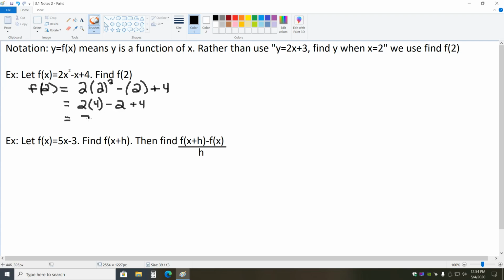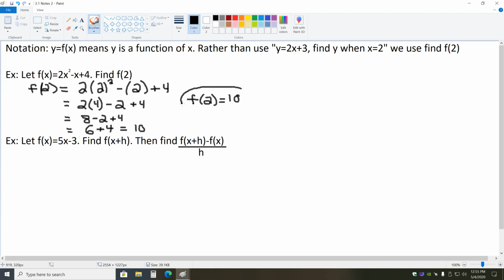2 times 4 gives us 8, minus 2 plus 4. And now finishing up our order of operations, always remember when you're left with just addition and subtraction, you go left to right. So 8 minus 2 gives us 6 plus 4. 6 plus 4 leaves us with 10. So for our answer, we'll say f of 2 equals 10.